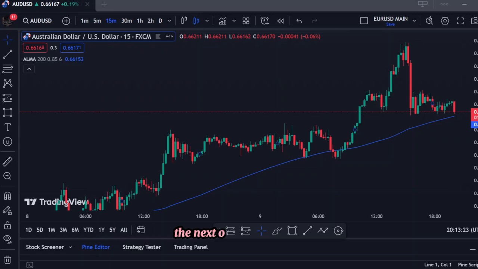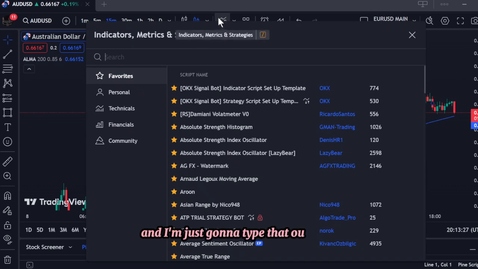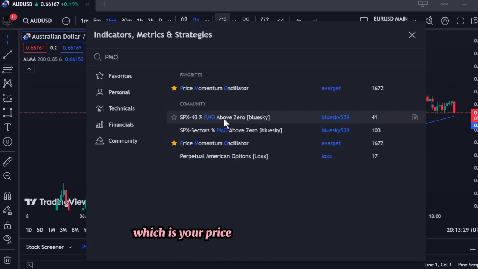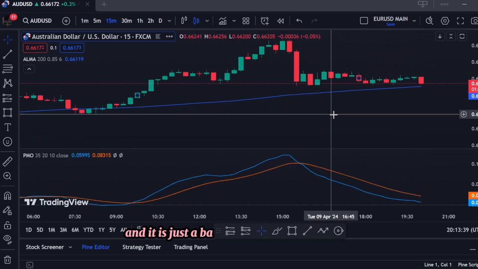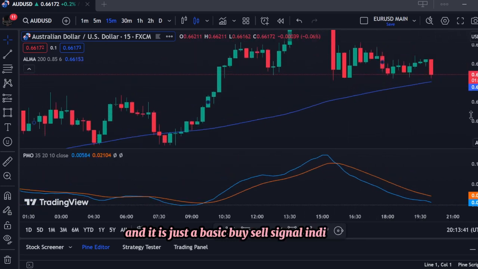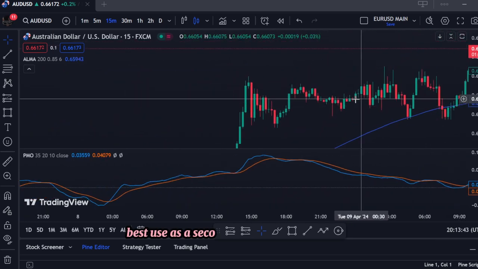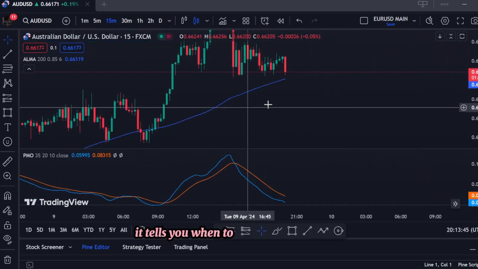Okay, the next one is your PMO, and I'm just going to type that out. PMO, which is your price momentum oscillator, and you can select this first one by Everget. I can also type price momentum oscillator. It still works. I'm just going to click on it, and it is just a basic buy sell signal indicator, best used as a secondary confirmation indicator, which tells you when to buy and when to sell.